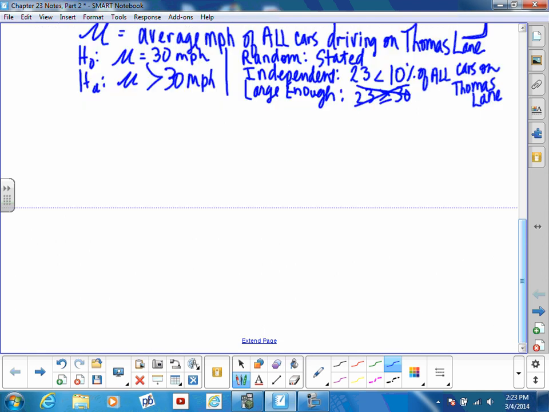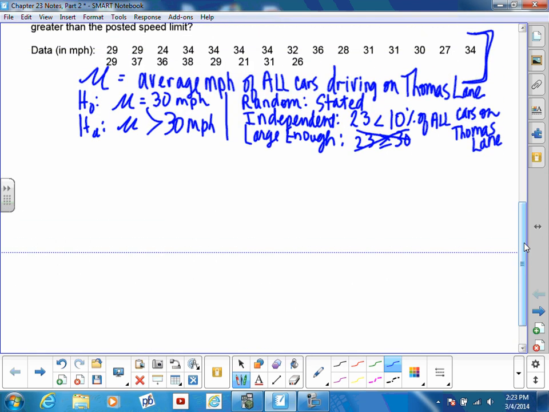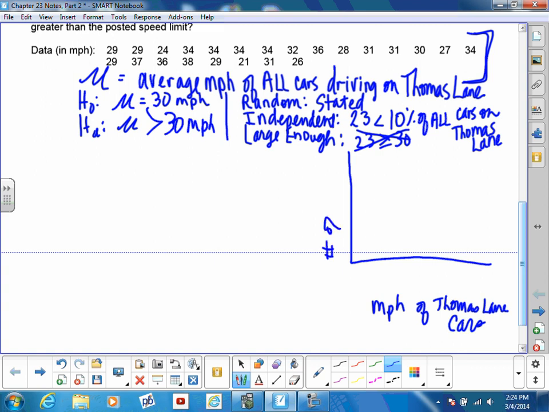Okay, so now we're going to do a histogram. So here we go. I'm going to kind of teach you how to do that. All right. First of all, you have to label. If you don't label, then it's going to say, you fool. That's wrong. You just lost points. Okay, so let's make sure we label. This is going to be miles per hour of Thomas Lane cars. And we're kind of going with these are ones that are moving, not just sitting there being parked. Okay, and so then we've got number of cars. We're making a histogram, and so we're kind of counting the frequency of these things.